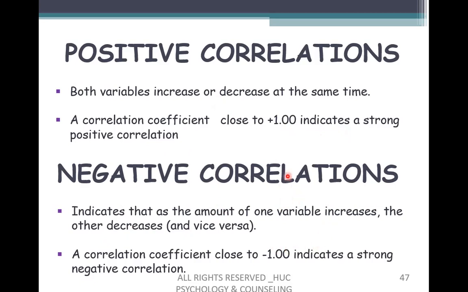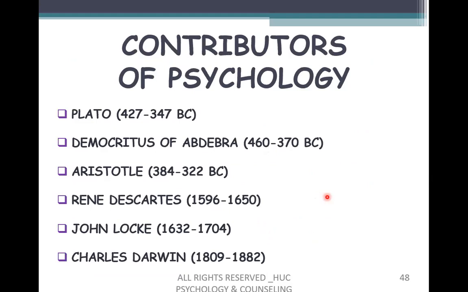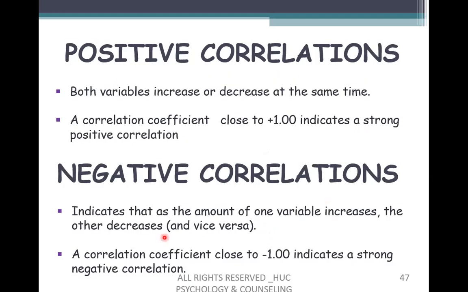So there are positive, negative, and no correlation. No correlation means the value is between -1 and +1. Positive means +1, negative means -1, and no correlation means a value between +1 and -1. Did you understand?